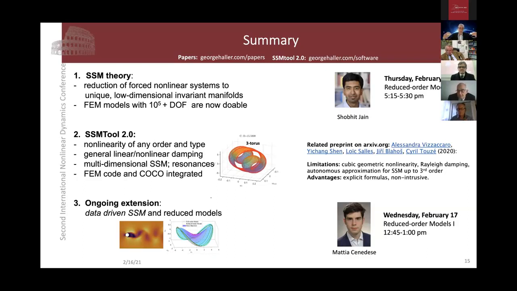And to refine POD and others, you have to increase the number of modes, the dimension. To refine SSM, you don't. The dimension remains the same. You just increase your order of approximation and get better and better approximation for the invariant manifold.